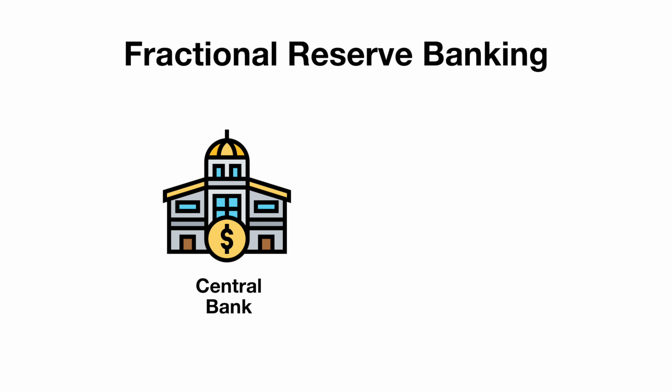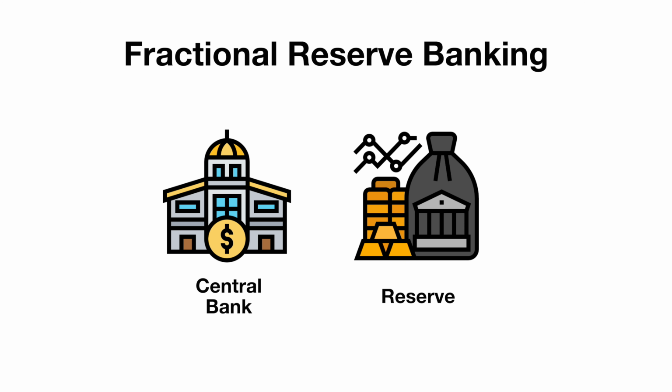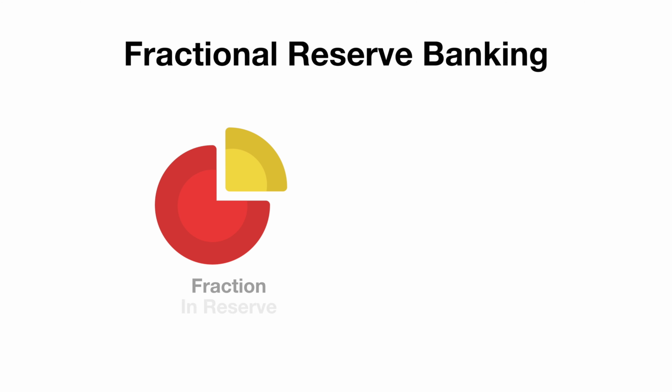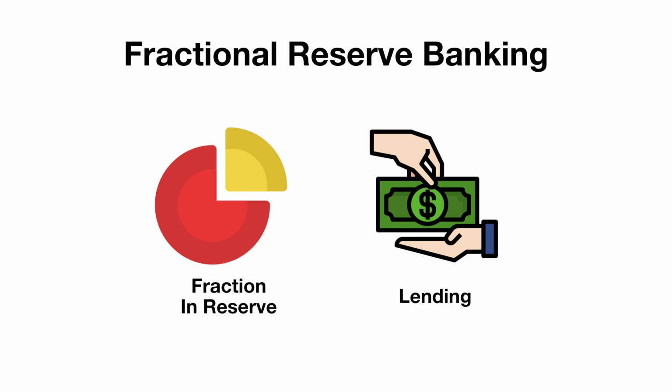As mentioned, central banks mandate the amount of funds that commercial banks must hold in reserve. This brings us to the concept of fractional reserve banking. In this system, banks keep only a fraction of customer deposits in reserve and lend out the remainder, effectively creating new money through lending. By lending out deposits, banks increase the money supply through the money multiplier effect.